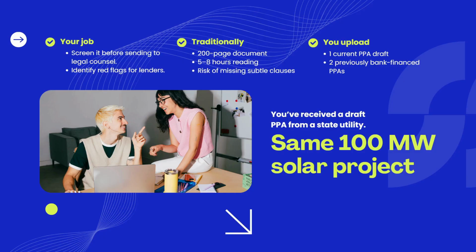And I have been in investment banking, merchant banking, and I have done a lot of project finance for renewable energy. This takes actually a lot more time than 5 to 8 hours. It takes 2 to 3 days to be very accurate. What else you can do is upload a current PPA draft and, secondly, two previous bank-financed PPAs. What will happen? You're going to be using a prompt.